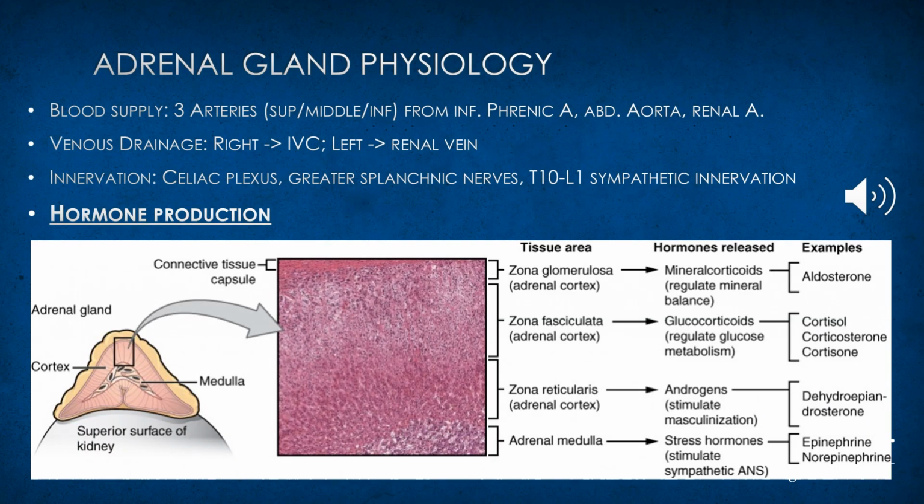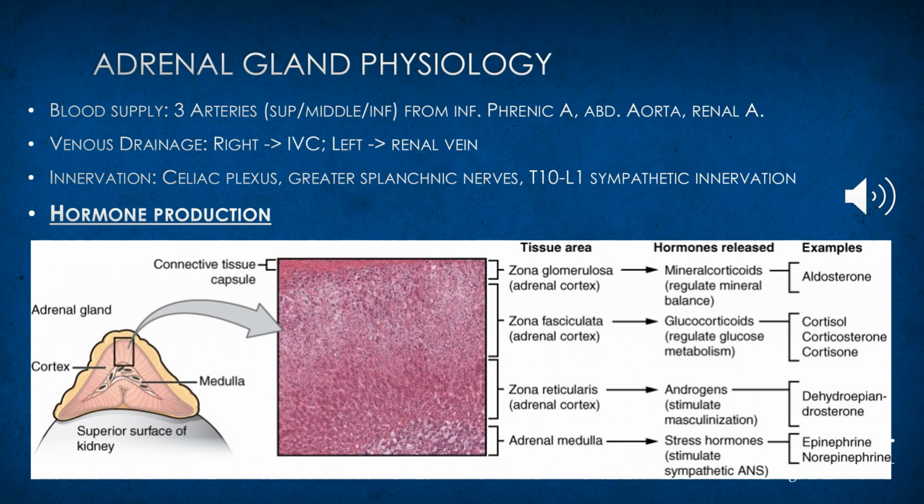So let's review the relevant facts of adrenal gland physiology. The adrenal gland usually has three arteries providing blood flow. The majority comes from the middle adrenal artery, which is a branch of the abdominal aorta. However, there's a superior adrenal artery, which comes from the inferior phrenic artery, and the inferior adrenal artery is a branch of the renal artery.